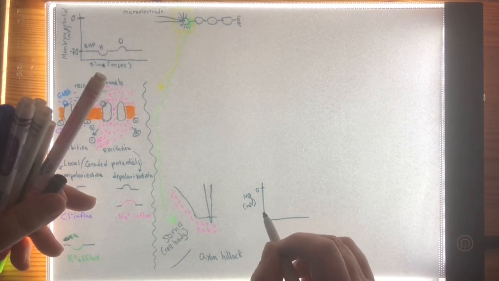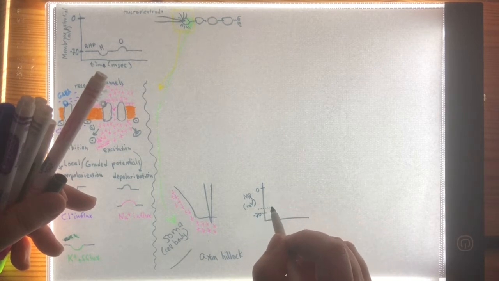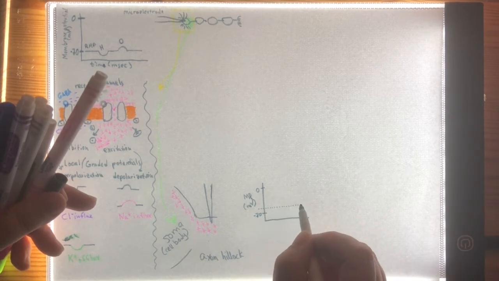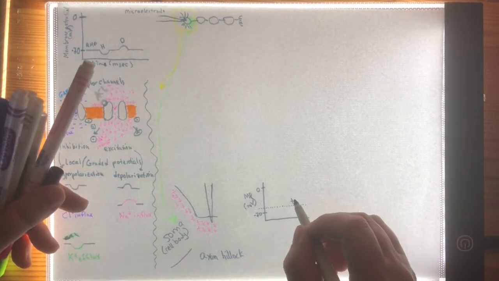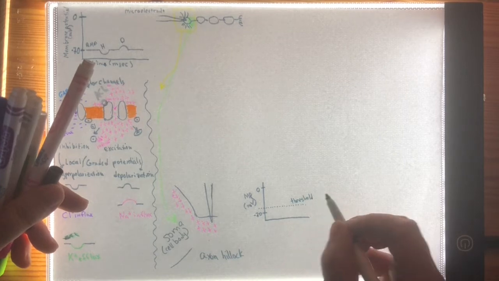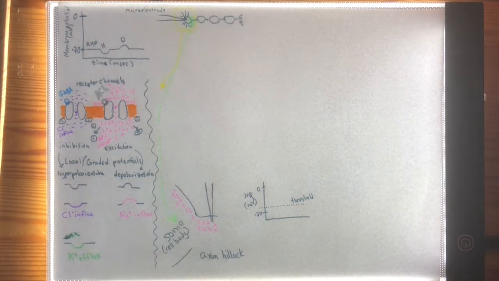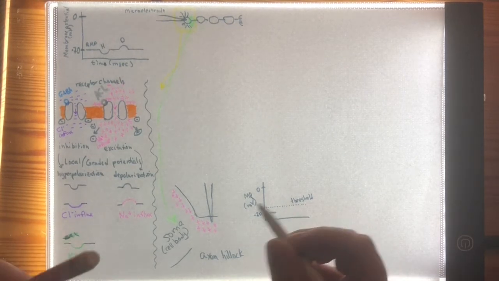We have our membrane potential measured in millivolts. We set up our 0 and our minus 70, and we also add another dotted line here. This is going to be our threshold line. The threshold line is usually 15 to 20 millivolts higher than the resting membrane potential, and it allows for exciting things to happen, which we're going to detail here.